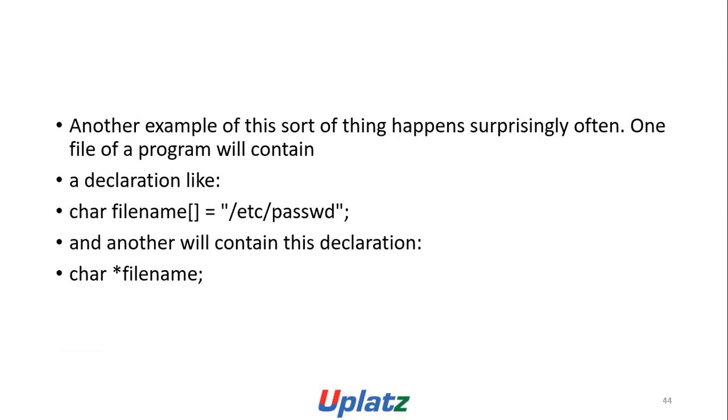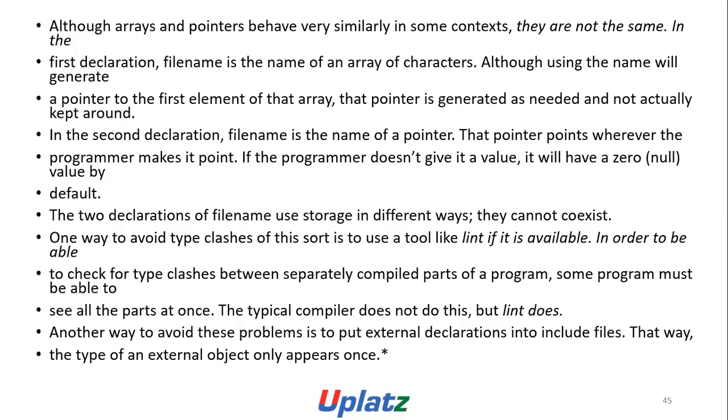Another example of this sort of thing happens surprisingly often. One file of a program will contain a declaration like char filename[] = "/etc/passwd". Another will contain this declaration: char *filename;. Although arrays and pointers behave very similarly in some contexts, they are not the same. In the first declaration, filename is the name of an array of characters. Although use of the name will generate a pointer to the first element of that array, that pointer is generated as needed and not actually kept around.